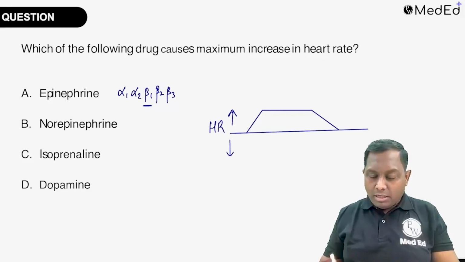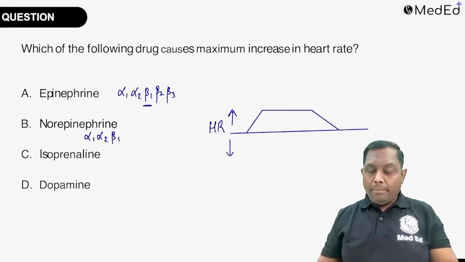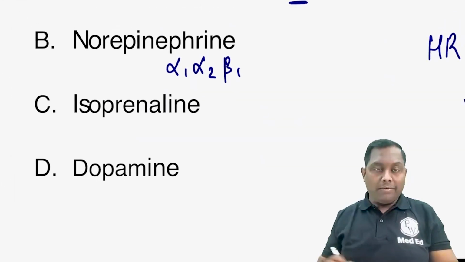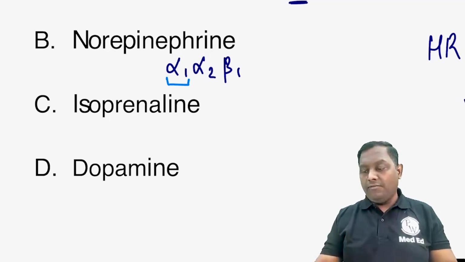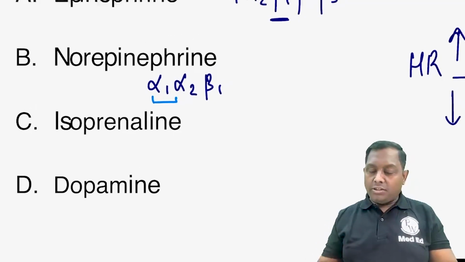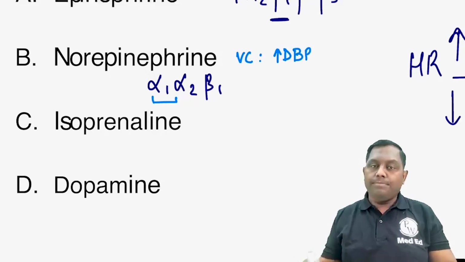Norepinephrine, they act on alpha 1, alpha 2, beta 1. They do not have any beta 2 activity. Because there is no beta 2 activity, just remember, this alpha 1 activity is going to be unopposed. Alpha 1 activity is going to be what? Unopposed. Unopposed alpha 1 activity is going to cause too much vasoconstriction. Too much vasoconstriction will increase the diastolic blood pressure.